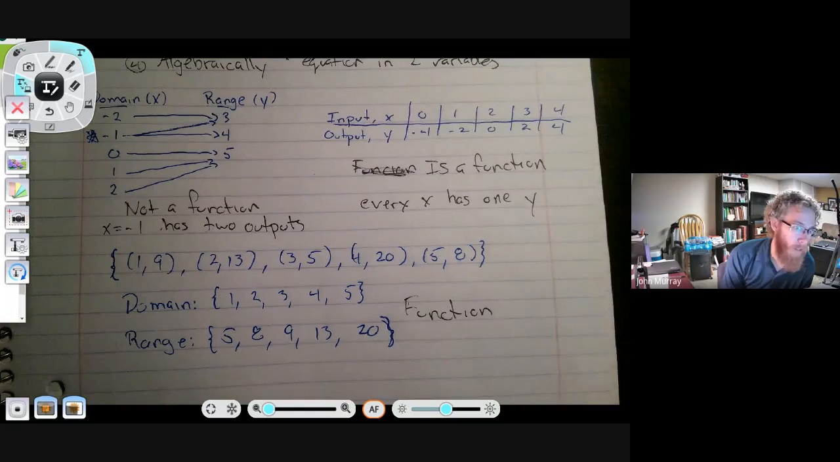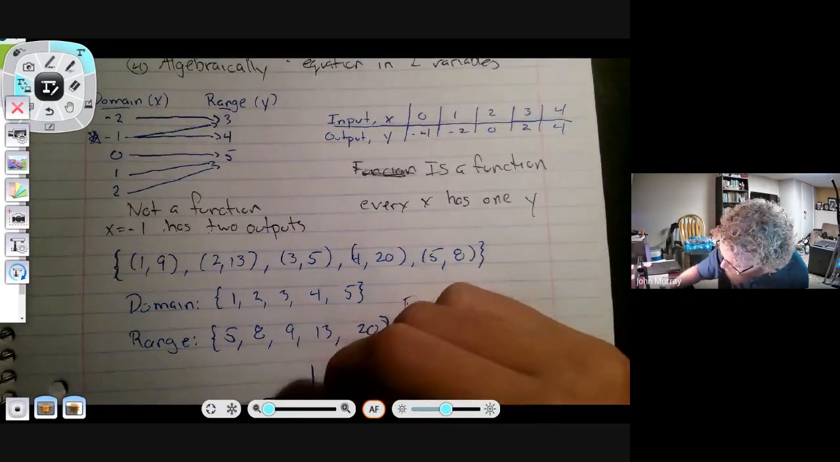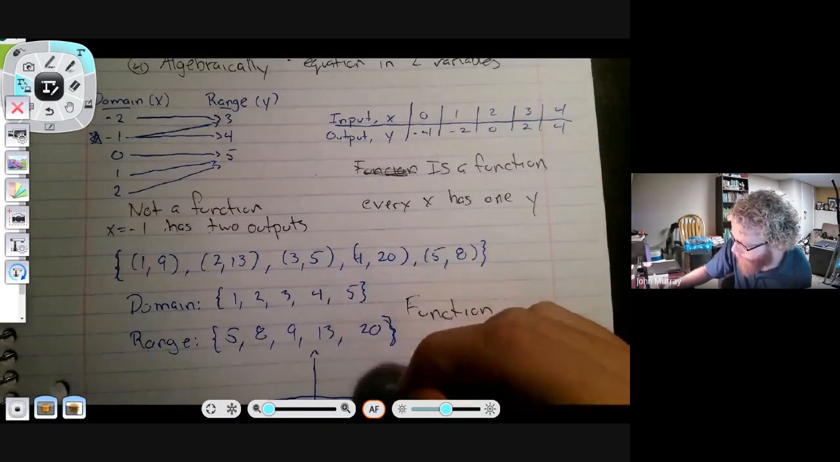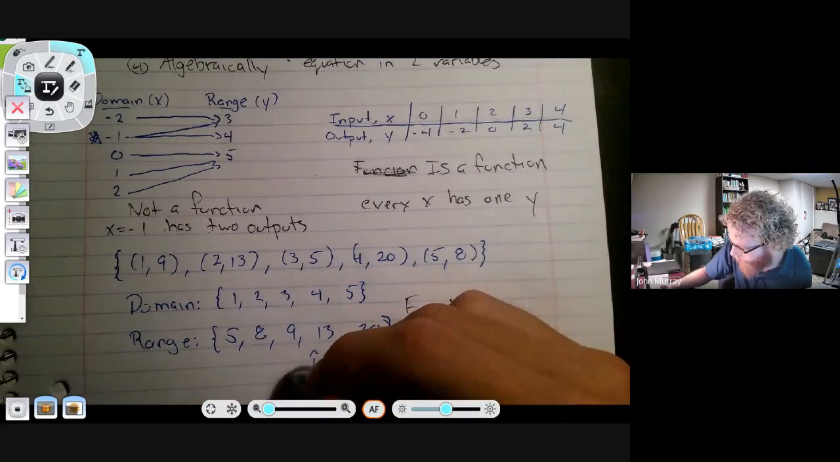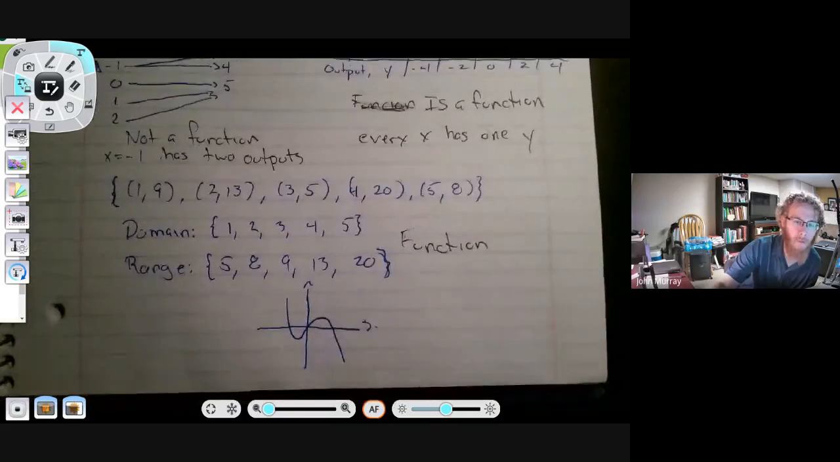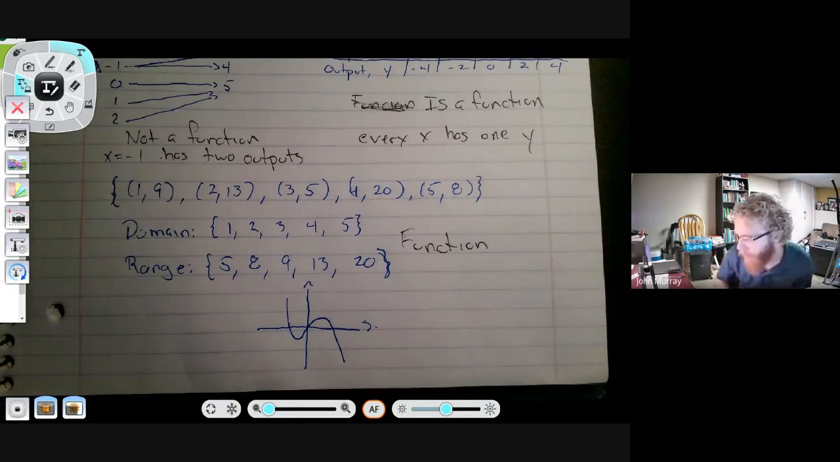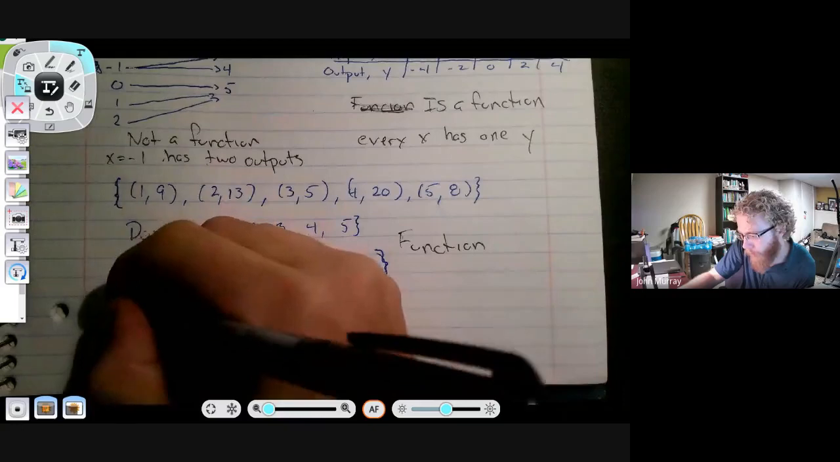And before we actually get into actual equations, there's one other test that we can do if we have a graph. If I said the words vertical line test, does that ring a bell for you guys? I'm seeing some yes, some no. So when we have a graph, we can use what's called the vertical line test.